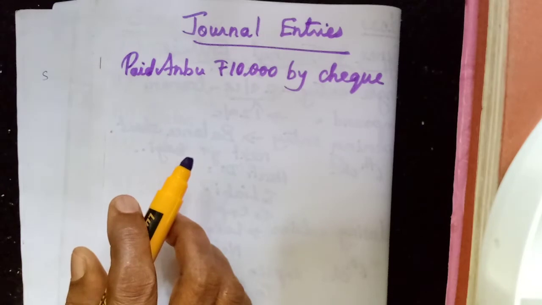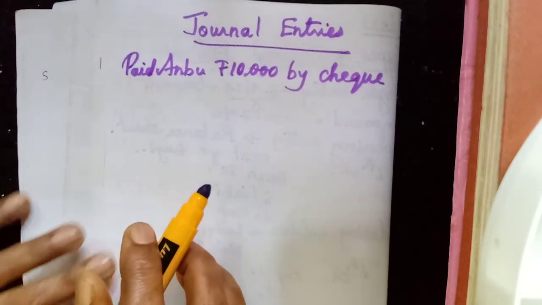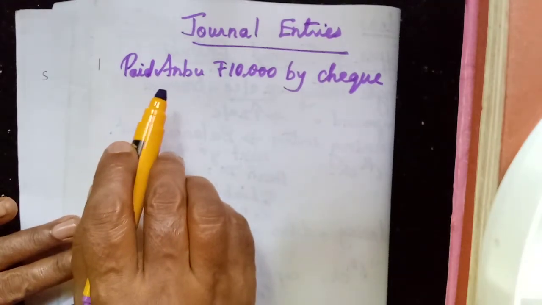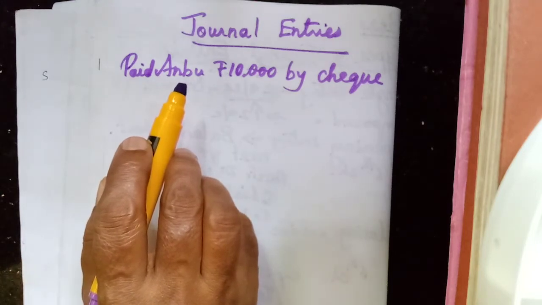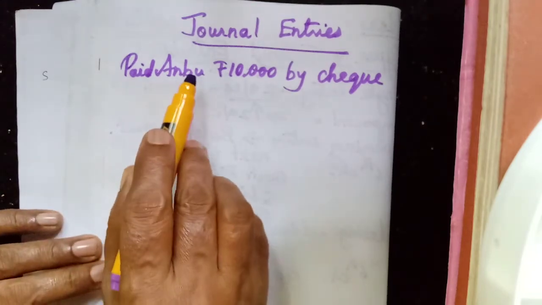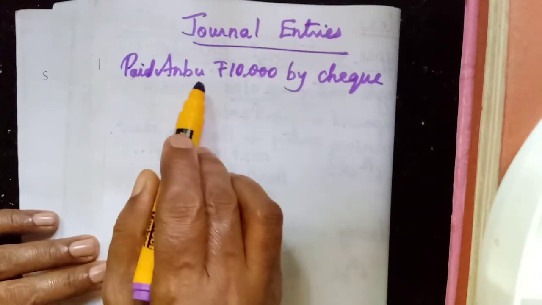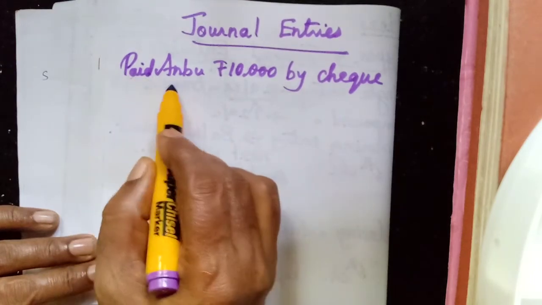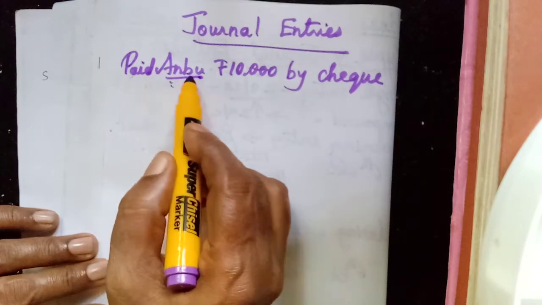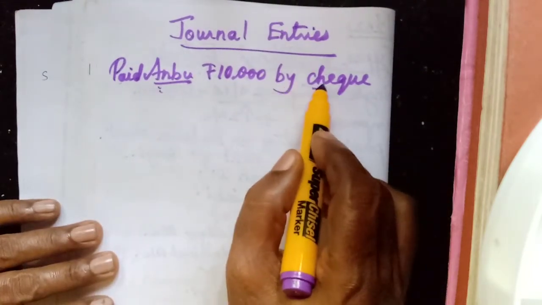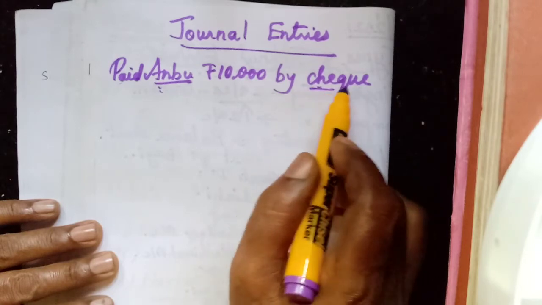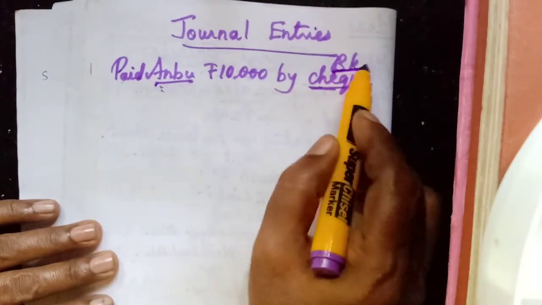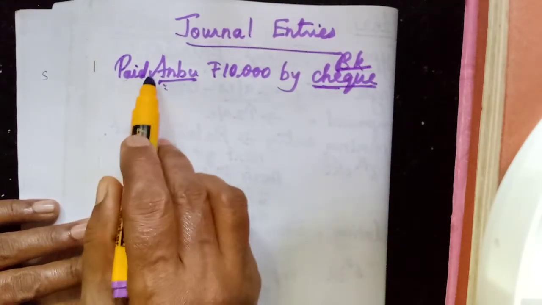I have already told you many times, commenced business with cash and so on, cash will be debited. First, you should remember that we have to prepare the journal entry from the viewpoint of the business only. From the business, we have paid Anbu rupees 10,000 by check. So here one account involved is Anbu. We are giving and he is receiving. Then the other one, by check, means who is going to pay that? The bank. So one is Anbu, another is the bank. Here both are personal accounts.